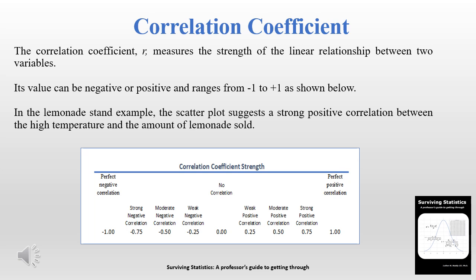A -1 correlation coefficient would be a perfect negative correlation, and for every value that X increased, Y would decrease exactly 1. And a +1 would be the opposite. For every increase of one in X, Y would also increase by one. Of course, we're rarely going to see that in statistical analysis. So we're going to be seeing strong negative and strong positive, moderate and weak correlations based on the value of R. And we'll learn to compute R right now.